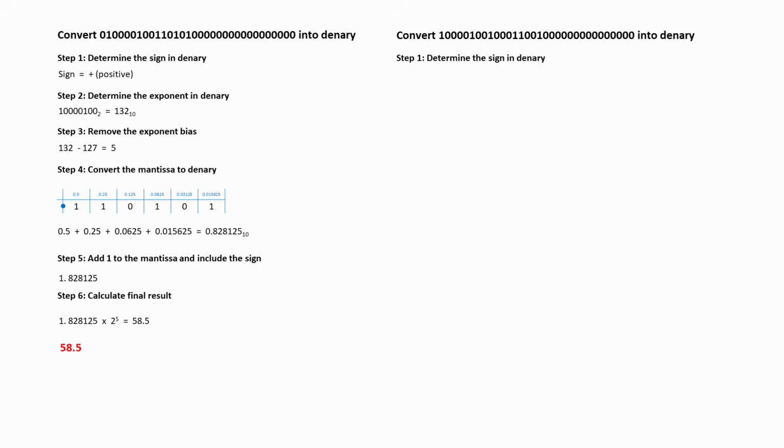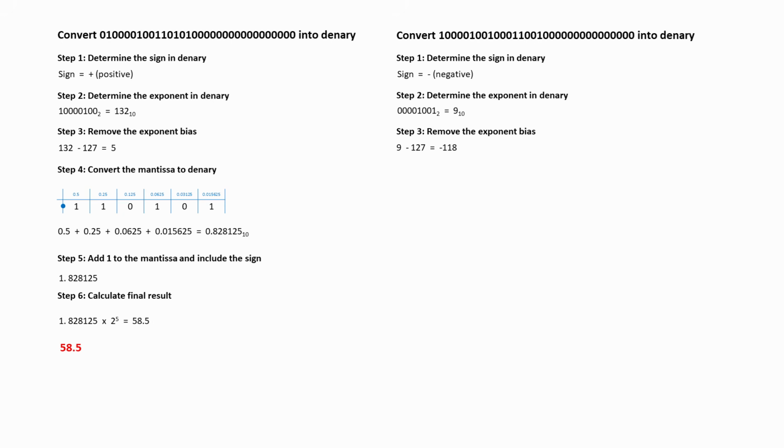In the second example, the sign of the number is negative because the sign bit is a 1. Now determine the exponent in base 10. In this case, it's 9. We need to remove the exponent bias, which means subtracting 127. So we have an exponent of minus 118.